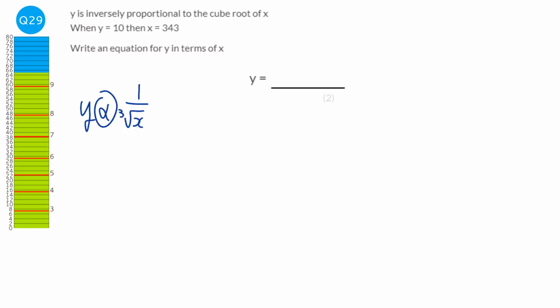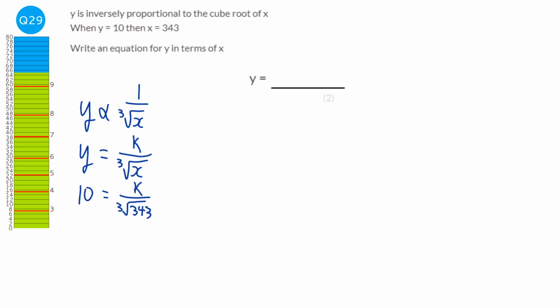So we're told that y is inversely proportional to the cube root of x. And to get rid of this proportionality sign here, we just convert it to an equals and times the right hand side by k, which represents a constant. And we now need to figure out what that constant is. So we're going to feed in the value of y and x that's given to us in the question. So we've got 10 equals k over the cube root of 343.